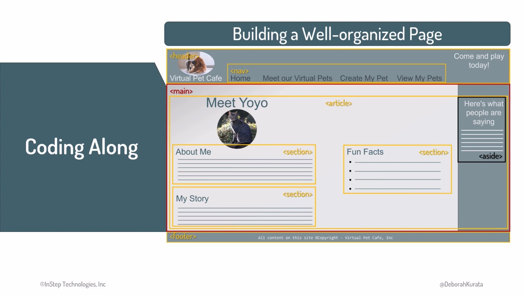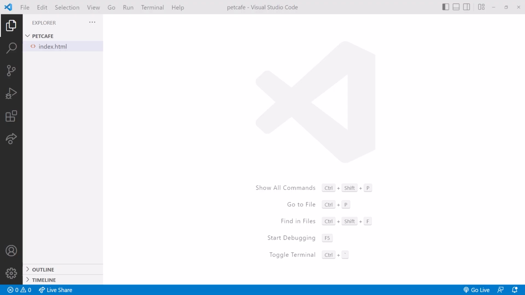Let's build our pet detail page. We ultimately want it to look something like this, but we'll use an iterative approach and start with the basic content and structure. From this point forward, we'll edit our website using the VS Code editor.